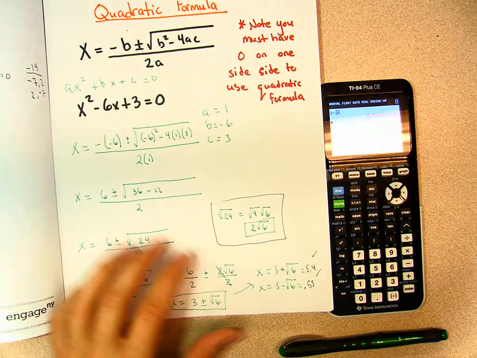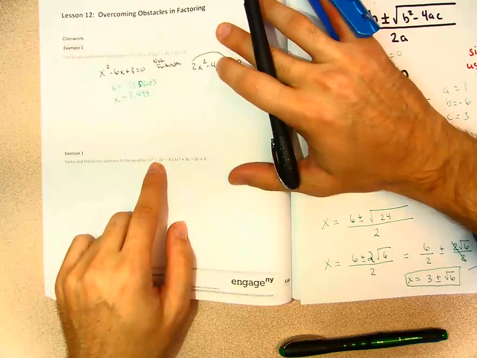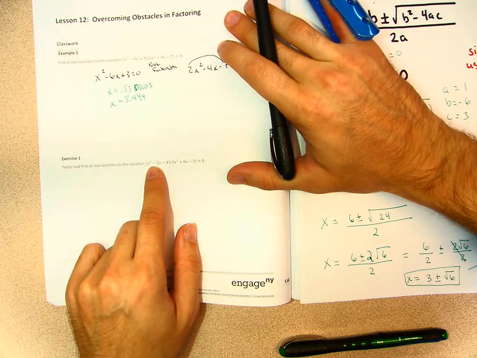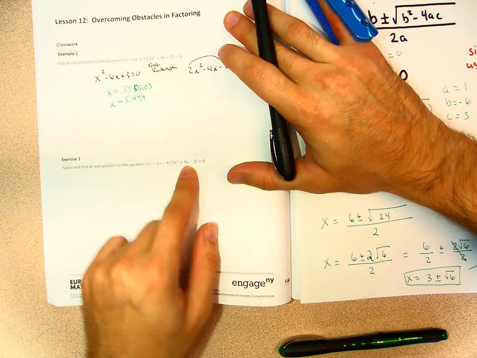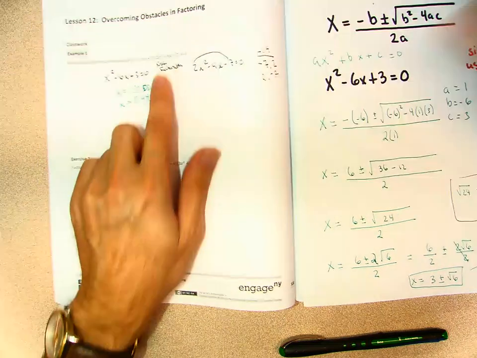Okay, what I want you to do is go through the lesson. Go through, try and do this one using the quadratic formula, this one quadratic formula, and this one quadratic formula. Try and do all three of these. Okay, I'll see you.